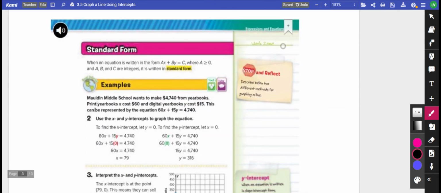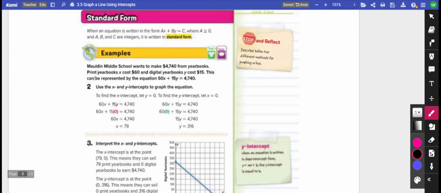Let's continue. Standard form. An equation is written in the form ax plus by equals c, where a is greater than or equal to 0, and a, b, and c are integers. It is written in standard form. Integers. As a reminder, integers are positive or negative whole numbers.